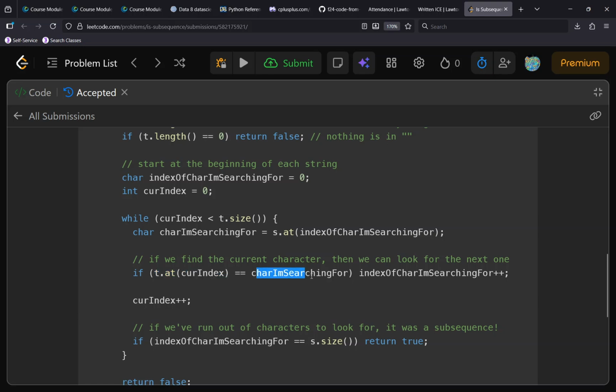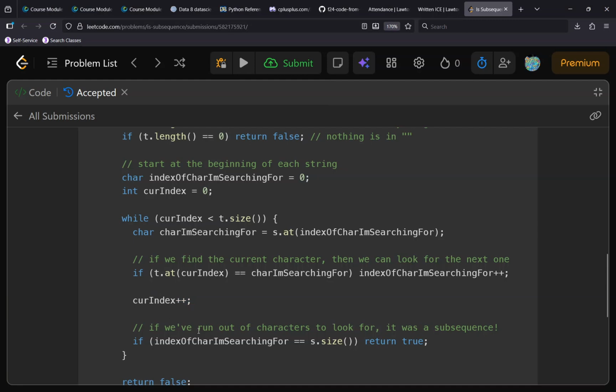And it's like, all right, if I find it at this index of T, the bigger string, if that's equal, then go looking for the next one. Advance the index of the character I want to look for, and also advance the index that I'm looking at in T, because I've used that character up. Either I matched it against something or I didn't. I chopped it off. One way or another, I'm done with that character now.